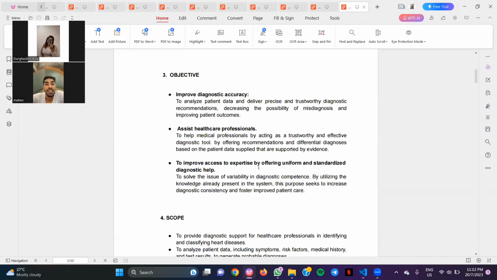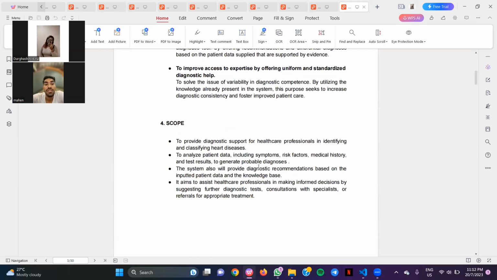The second objective is to assist healthcare professionals, helping medical professionals by acting as a trustworthy and effective diagnostic tool. The third objective is to improve access to the expertise by offering uniform and standardized diagnostic help, to solve the issue of variability in diagnostic competence.